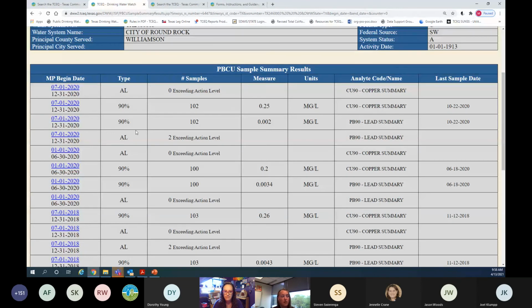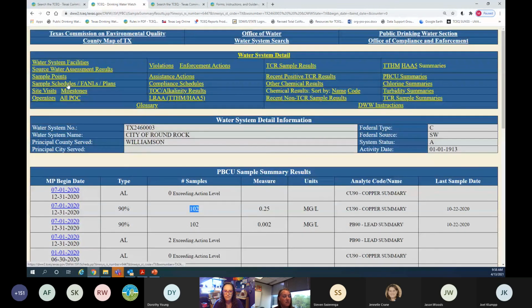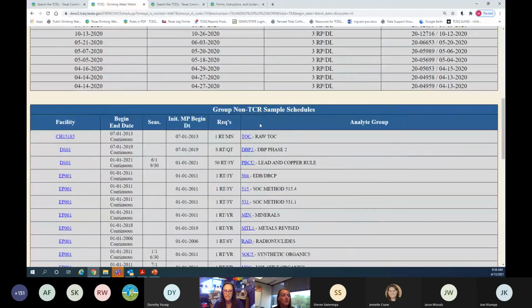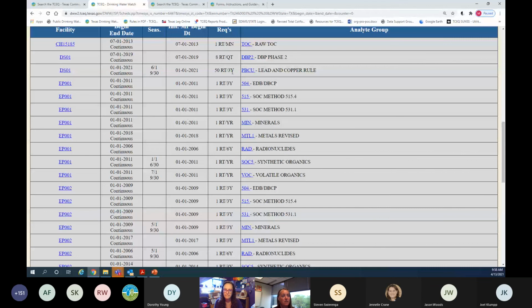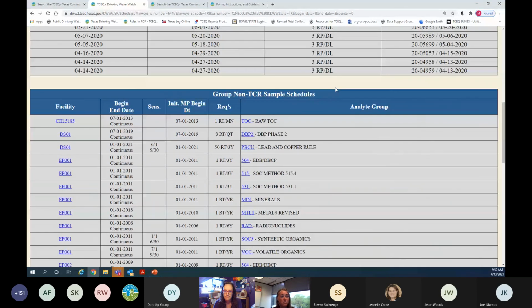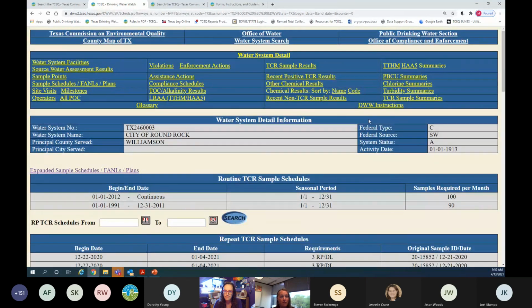So please make sure to take a look at this and you can see the number you have here. You go back to where we talked about sample schedules earlier, and you can see the number you have to take, which now they're down to 50 because they were on initial and now they're on routine, but they can see how many they have to take. So this next time around, if we only have 49 out of their 50, they should be calling us. So please, use the tools at your disposal. If you have any questions, let us know.